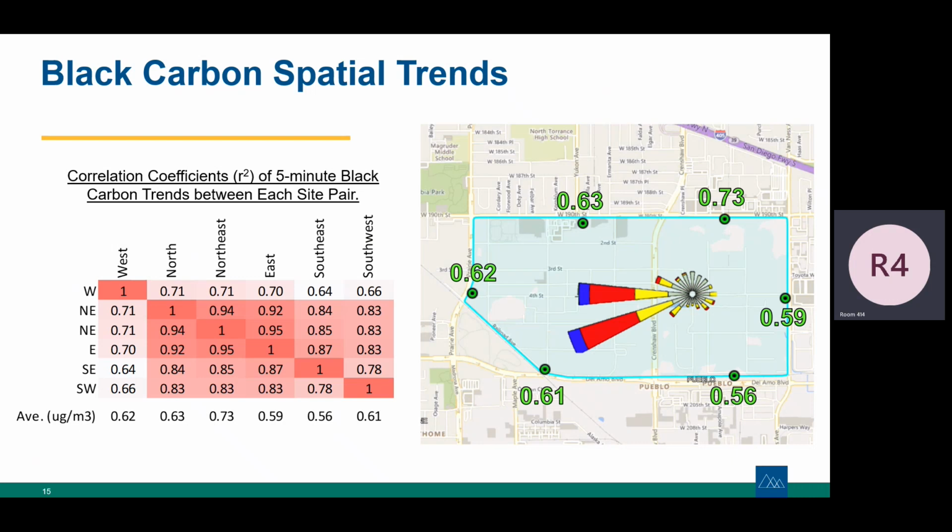I took those numbers from the left-hand side in terms of average concentrations, and that's what the last row at the bottom here is. The highest concentration we see at any site is 0.73 on average. That's at our northeast site. Second highest is 0.63 at our north site, then 0.62, 0.61, 0.56, 0.59, all pretty close.